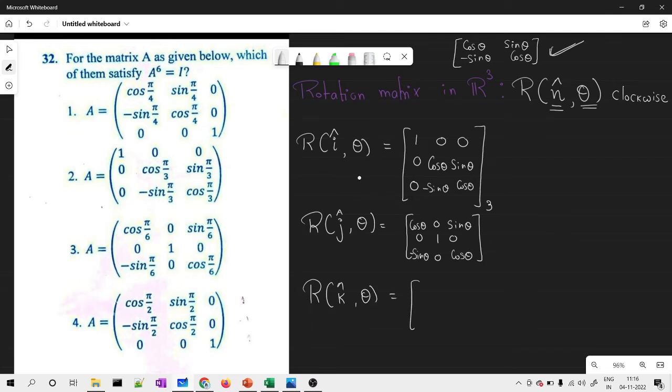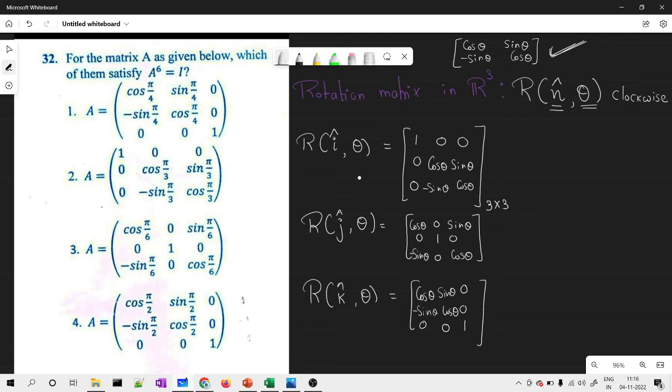How will I write this? This is a 3 cross 3 matrix, right? So k cap means I am rotating around the z-axis. So the third row, third column is 1, and the rest of that row and that column must be 0. The remaining part would be filled by the same matrix: cos theta, sin theta, minus sin theta, cos theta. This is one of the standard things and I have seen multiple competitive exams asking this question.